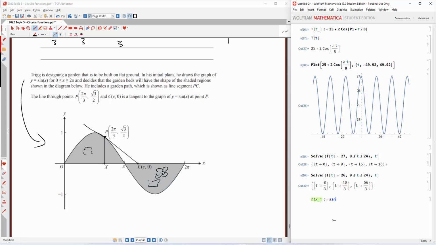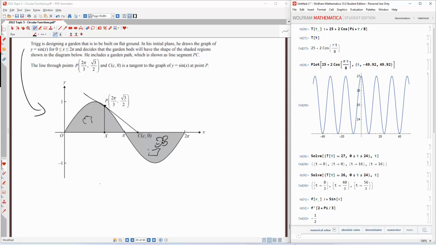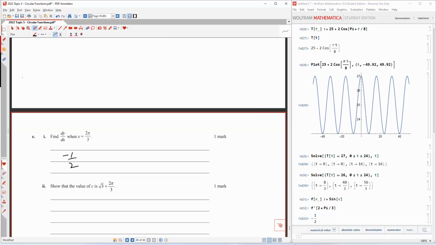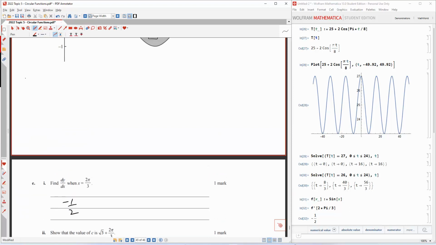Equals, what is it? Just standard sine x. Capital S for Mathematica. All right, and we'll do f dash of 2 times pi on 3. Negative a half. Probably could have done that for 1 mark, so I don't need to show the derivative. It's just answer only. So we're going to go and just write negative a half. Okay, show that the value of c is that.